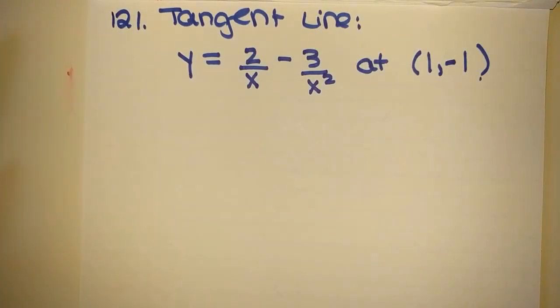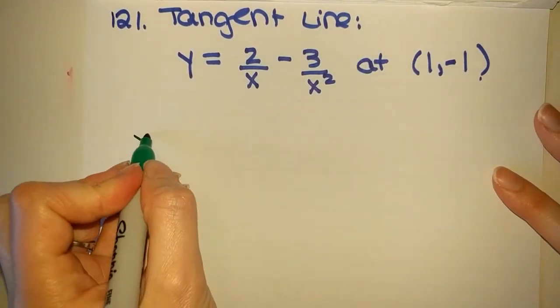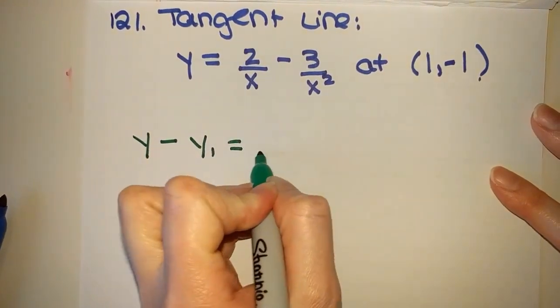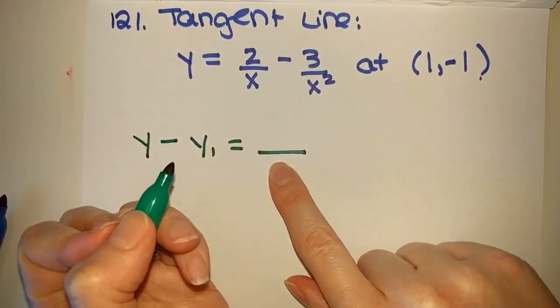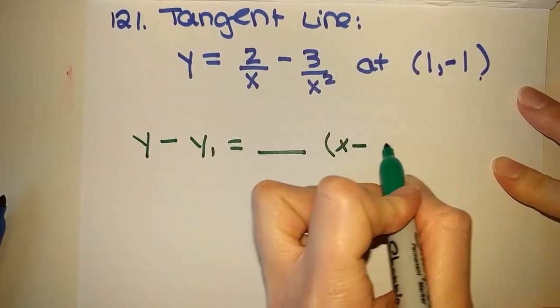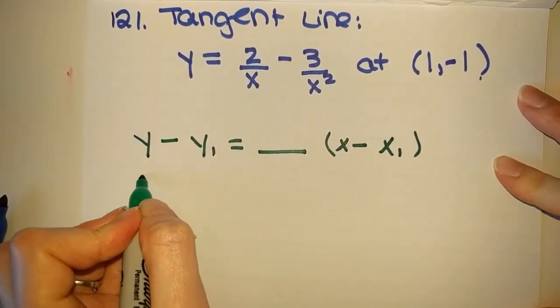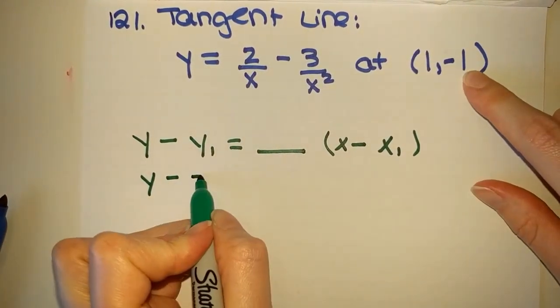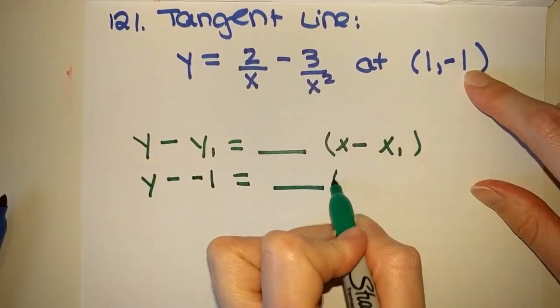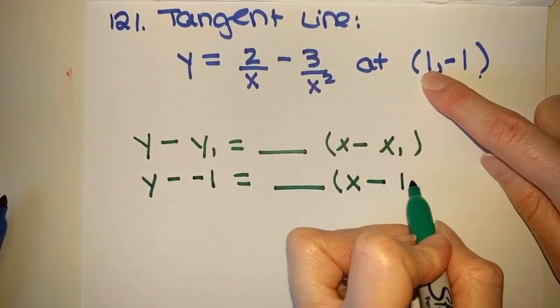Here we are being asked to find the tangent line. So we always start with what we know, point slope form. We're going to have y minus the y coordinate equals, we spend some time trying to figure out the slope, and then x minus x1. So I always immediately plug in the given y1, which in this case is -1, and then I plug in the given x1, which in this case is 1.